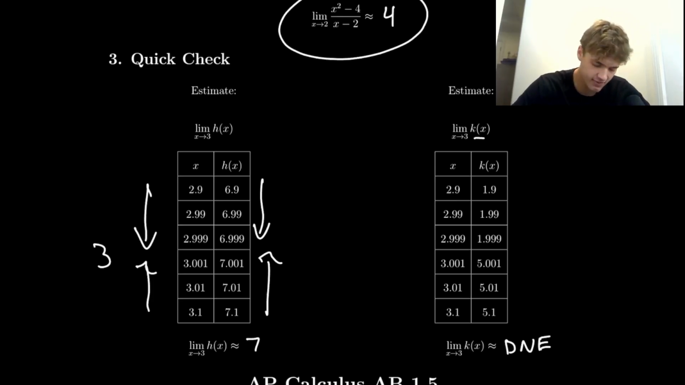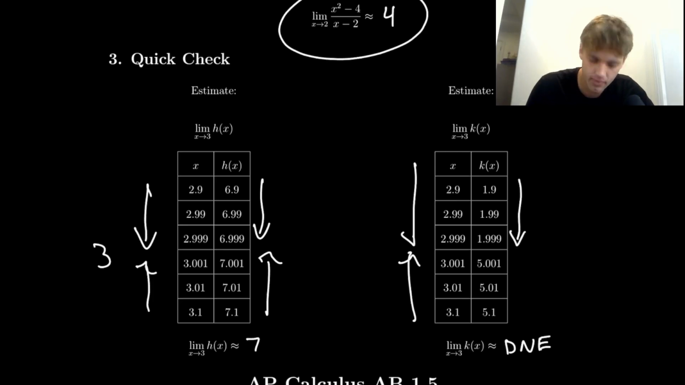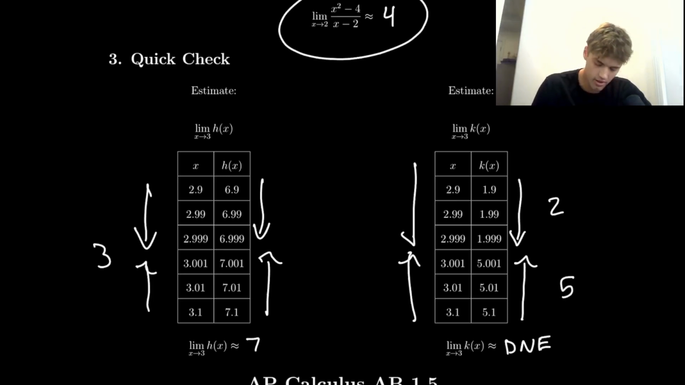And for our k of x function, as we get closer and closer to 3, k of x from the left-hand side gets really, really close to 2. And from the right-hand side, the positive side, as we get closer to 3, k of x seems to be getting close to 5. So what does this mean? Well, from our last video, we discussed that the left-handed limit and the right-handed limit both have to be equal for the two-sided limit to also equal that value. And if they don't equal, we say it does not exist. So in this case, we estimate that it does not exist.